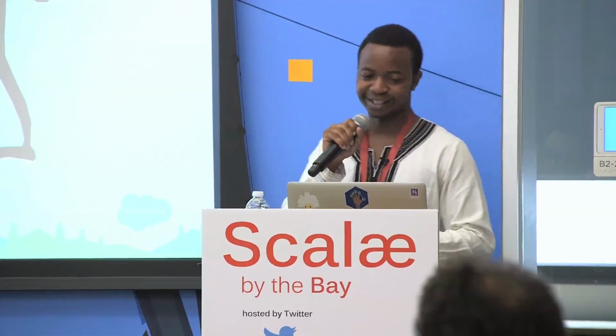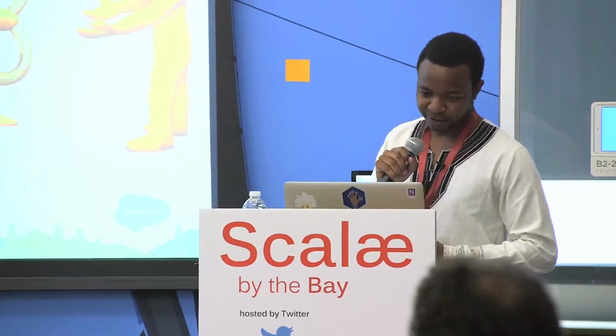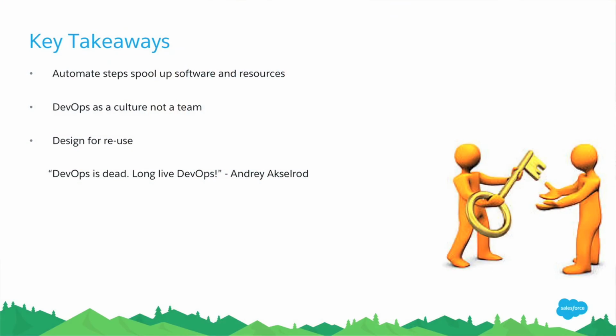So, just to wrap up, I want to leave a couple of minutes for key takeaways. Automate steps as much as possible and figure out the best way to spool up software and resources. What we have seen using SlackBots is that, I'm a data scientist, but I'm now able to do some of the DevOps operations that I was previously not able to do.